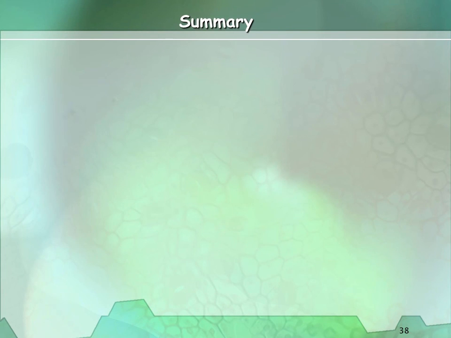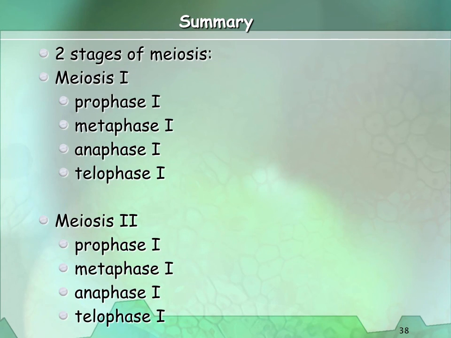So in summary, what have we looked at? We looked at the two different stages of meiosis, meiosis I and meiosis II, and then the different stages within each: prophase, metaphase, anaphase, and telophase. You need to know these in detail. And that concludes our lesson, the end.